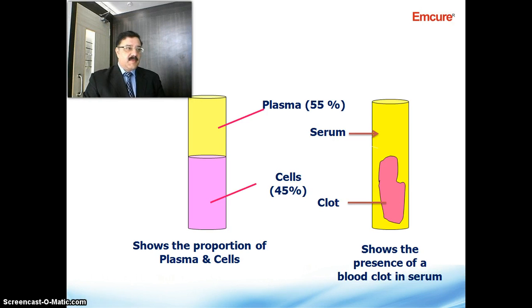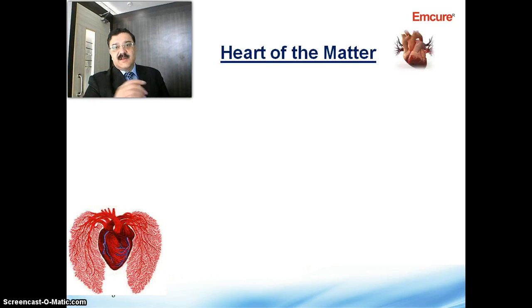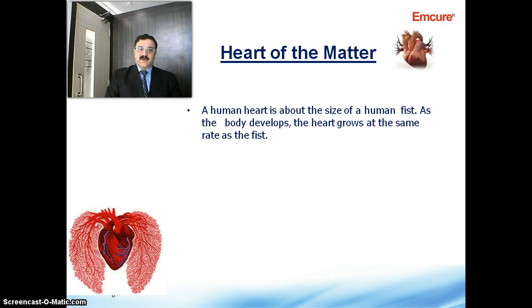Well, as the blood is left in the test tube for some time, all the clotting factors get activated, and finally a clot is formed. This clot floats in the liquid, and the liquid which remains, also a straw colored liquid, is called serum. Well, now we are going to talk about the matters of the heart.